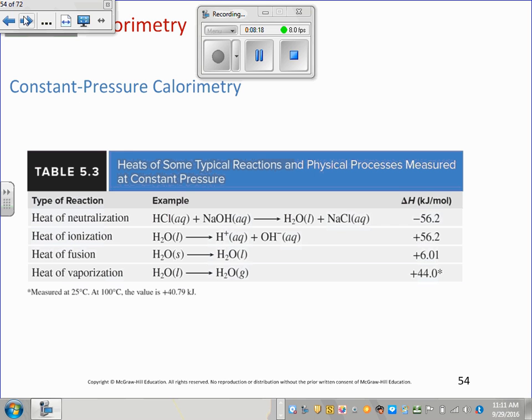The next one down, what are we doing? What do we call liquid to gas? Vaporization. Give me the common everyday term. Boiling. Boiling, thank you. Boiling water, 44 kilojoules per mole.